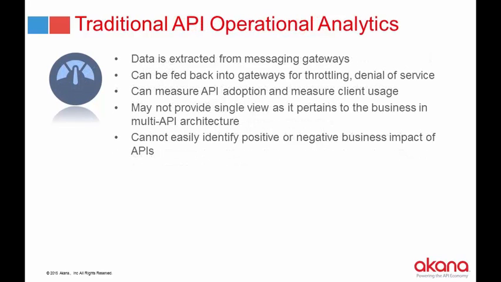Now, with traditional operational analytics, we are usually focusing on measuring the availability and the performance of the APIs alone. The data is typically extracted from messaging gateways. That information can be fed back into the gateway and help us with things like throttling clients, trying to avoid denial of service. They truly have good value.